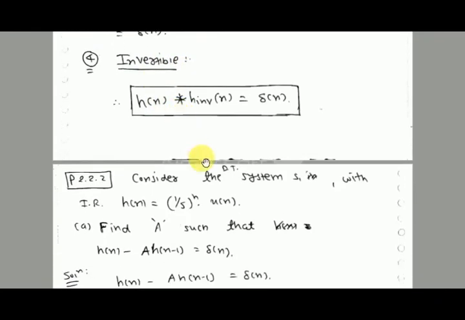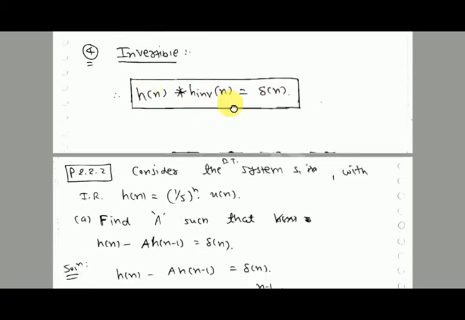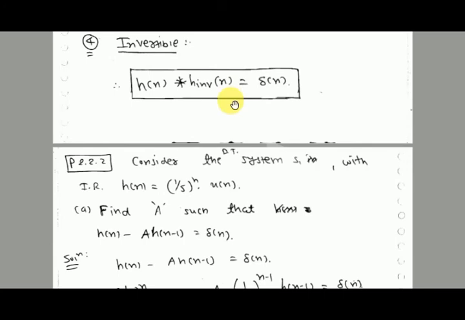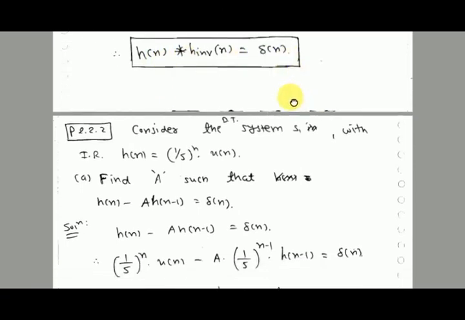What is an invertible system? An LTI system is invertible if h of n convolved with h inverse of n is equal to del of n. This should be satisfied. In the Z transform domain, h1 of z into h2 of z should be equal to 1, which means h2 of z is nothing but 1 upon h1 of z, the inverse of h1 of z. Multiplication transforms into convolution in the time domain, that's why h of n convolved with h inverse of n should be equal to del of n.